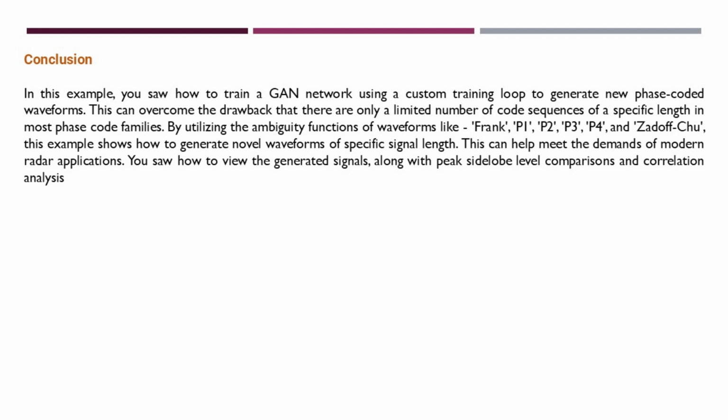By utilizing the ambiguity functions of waveforms like Frank, P1, P2, P3, P4, and Zadoff-Chu, this example shows how to generate novel waveforms of specific signal length. This can help meet the demands of modern radar applications. You saw how to view the generated signals, along with peak sidelobe level comparisons and correlation analysis.